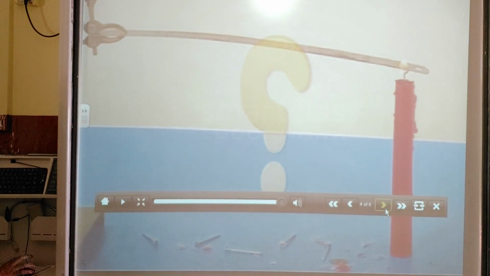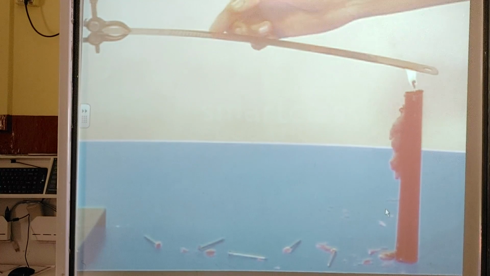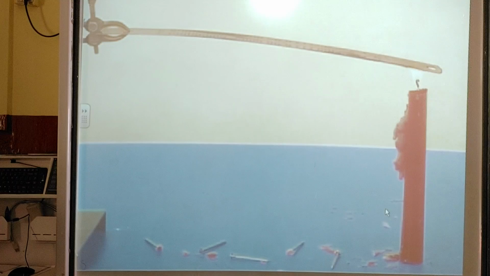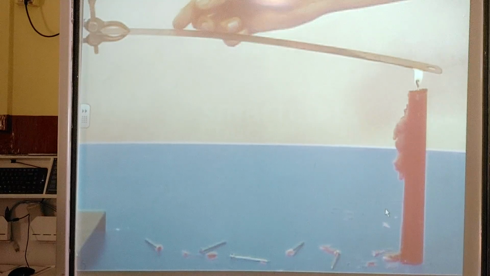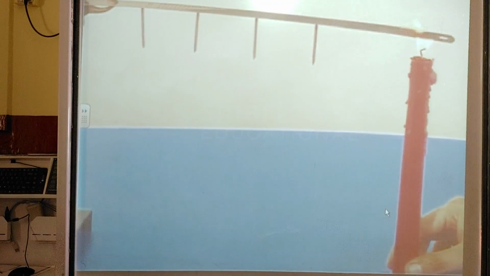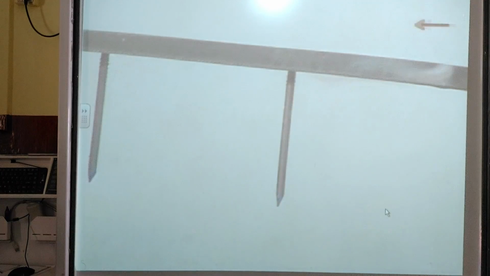So for what reason have they fallen? All the nails fell down one by one because the wax that fixed them to the metal strip melted. You have also observed that the nail nearest to the flame fell first and the farthest nail fell last. The wax pieces melted off one by one. This indicates that heat reached the wax pieces at different times. First, heat reached the wax piece nearest to the flame, then the next wax piece, and so on.